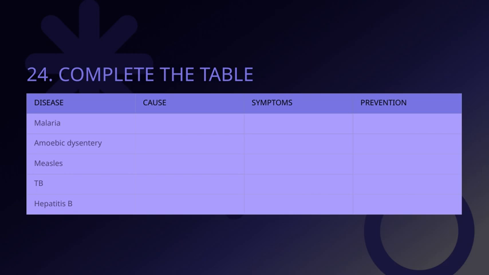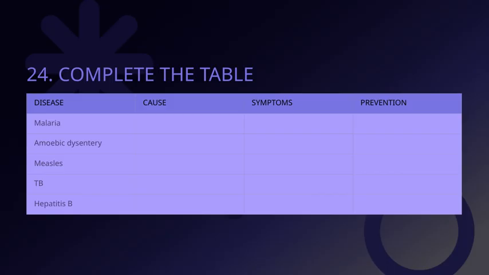Moving on to measles, which is caused by the measles virus. It spreads easily through respiratory droplets, and symptoms typically include a high fever, cough, runny nose, and a distinctive rash. Vaccination is the most effective prevention method here, along with good hygiene practices to reduce spread.